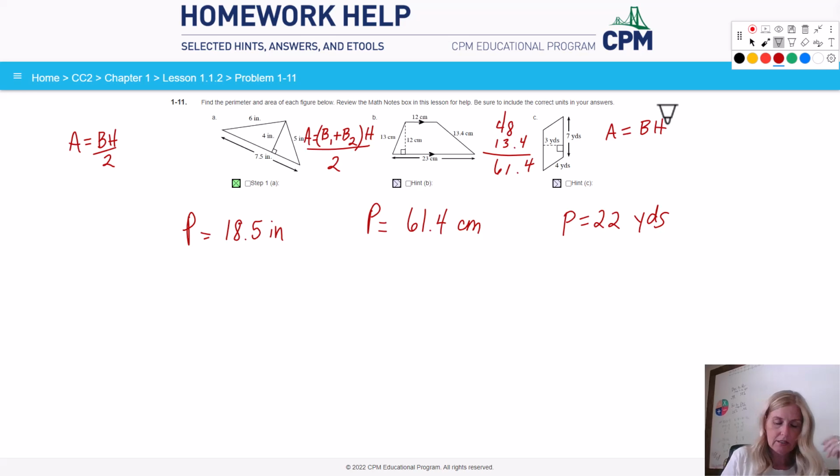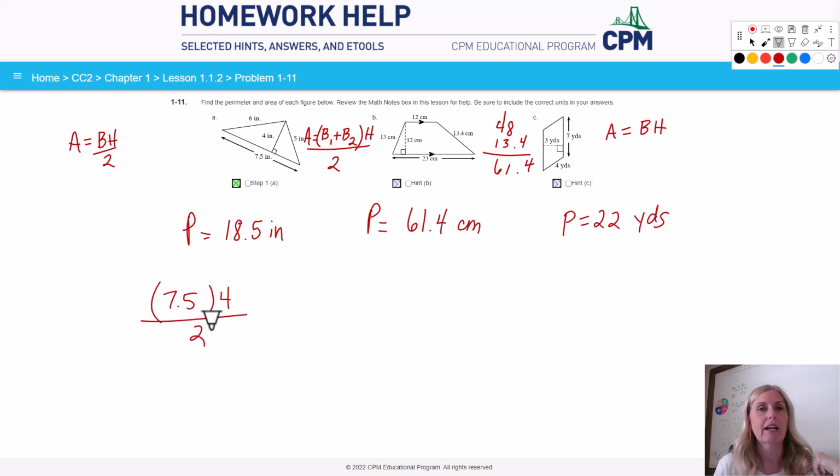Okay, so let's actually do the math. Let's plug our numbers in. So right here for this triangle, let's talk about the difference between base and height. The base is the thing that it sits on, okay, and the height is that straight up and down line. So we've got 7.5 times 4 divided by 2.